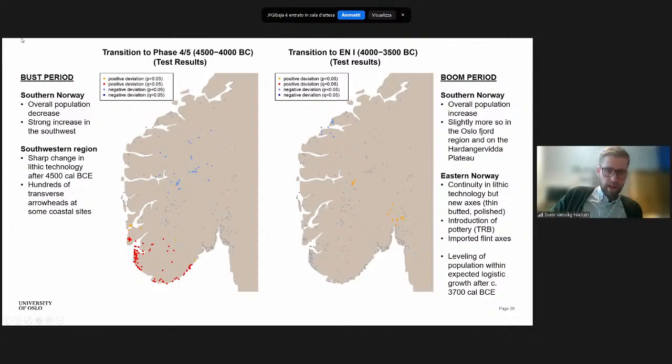During the bust period, at the end of the Mesolithic, we know that there is overall population decrease. We can expect that from the SPD, but still we see a very strong increase in the southwestern region. And this is the outer limit of this area where we see a change in lithic technology. At some of the sites excavated there recently, there are finds of hundreds of transverse arrowheads and hunting focused almost exclusively on deer.